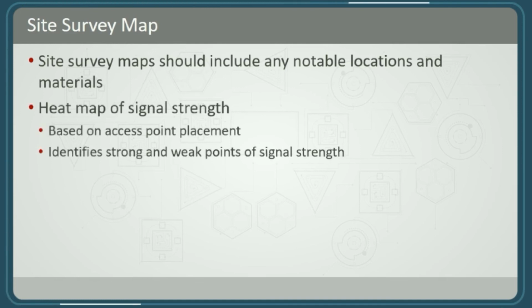In other words, where is the best signal? Where is the weakest signal? So that, of course, is based on your access point placement, but it simply shows graphically where the signal is at its best and where it's at its worst. So you can obviously avoid placing systems where there is very poor signal.